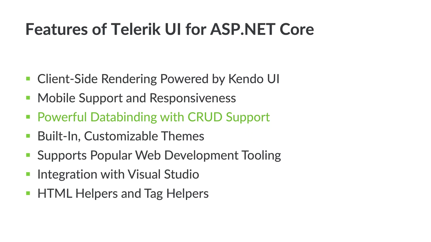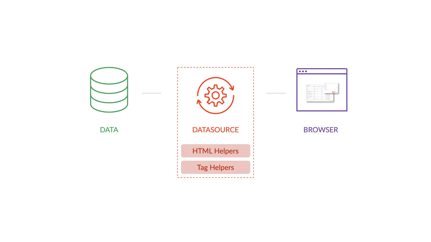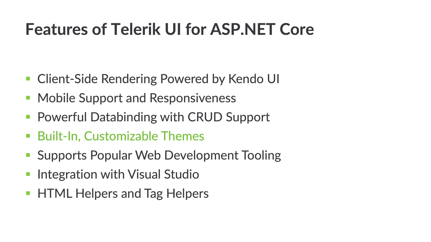Powerful data binding with CRUD support. Data can be hard to work with. Telerik UI for ASP.NET Core makes data binding simple through our data source component. With it, you can bind UI controls to transports, such as AJAX, SignalR via WebSockets, and Web API. This includes building the CRUD operations to convey changes to the backend.